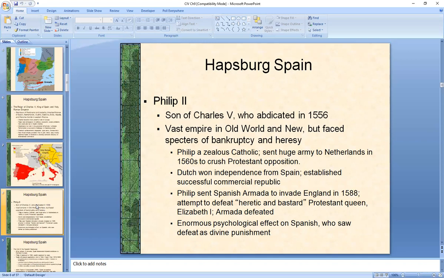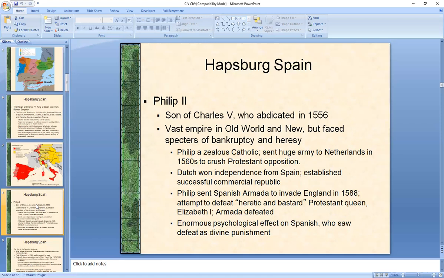So the funny thing is, Philip sends the army to the Netherlands to crush Protestants, but the Protestants win. The Dutch actually won their independence from Spain, and on their own developed successful businesses and successful trade. They were a very successful commercial republic.